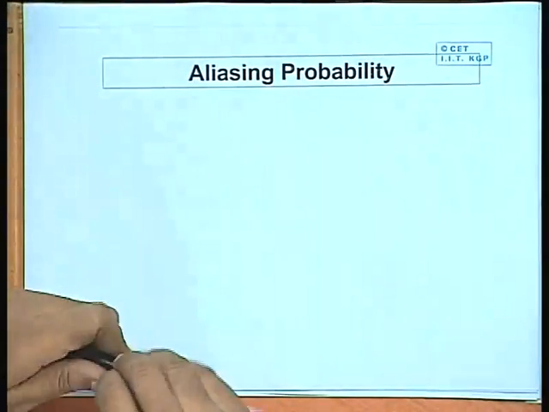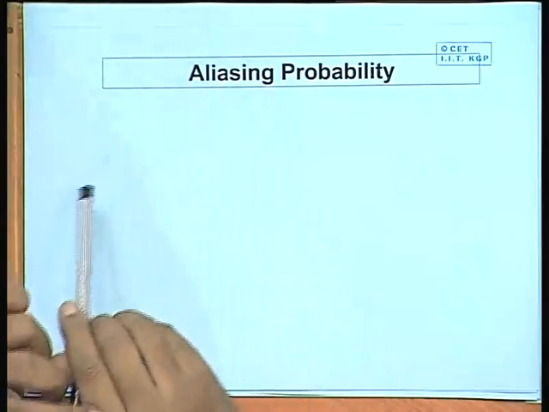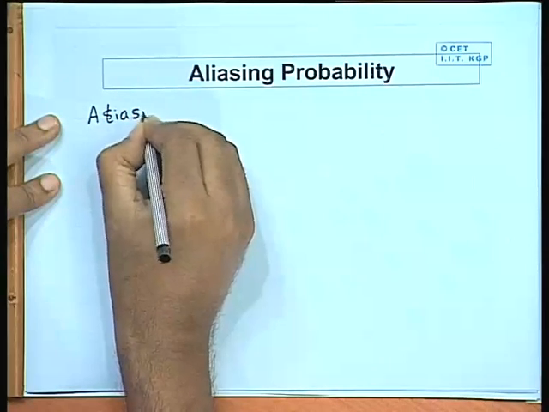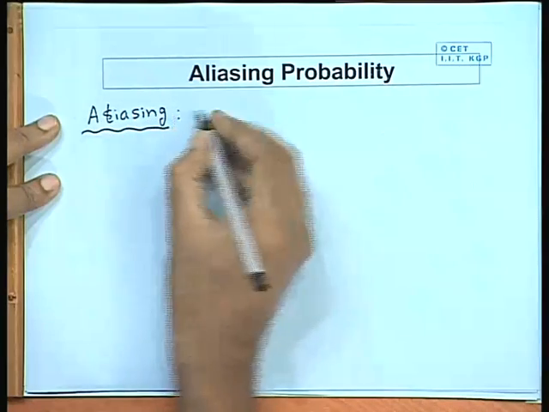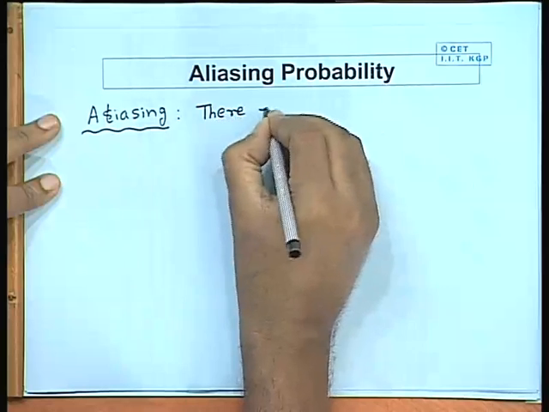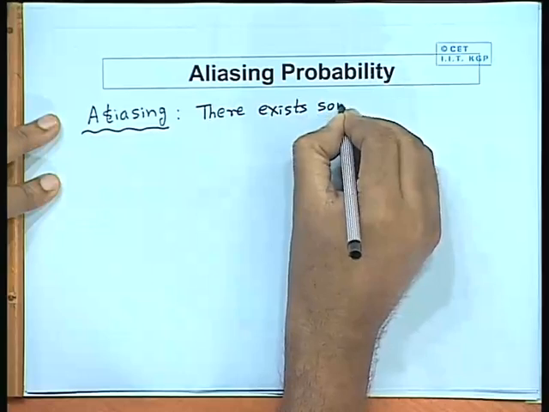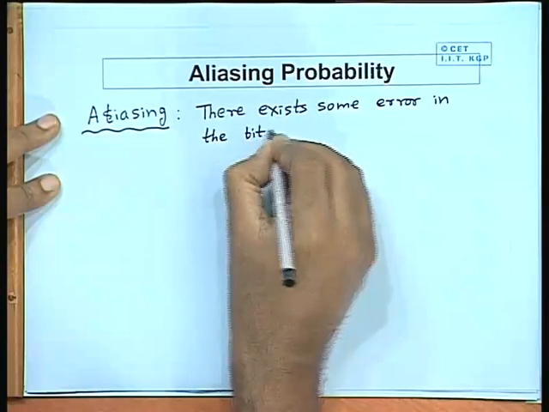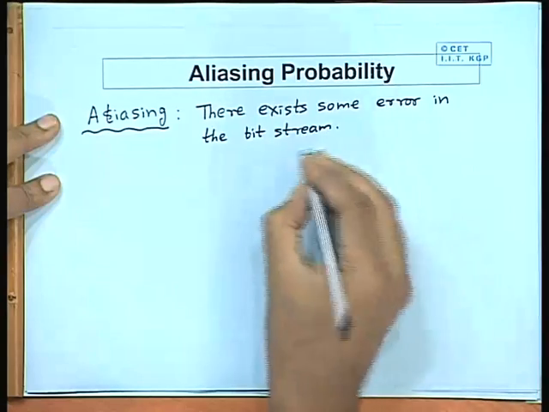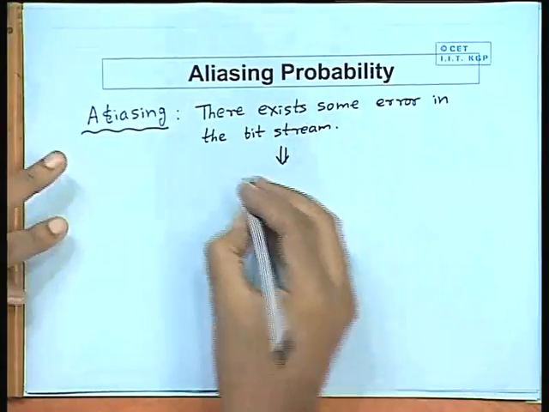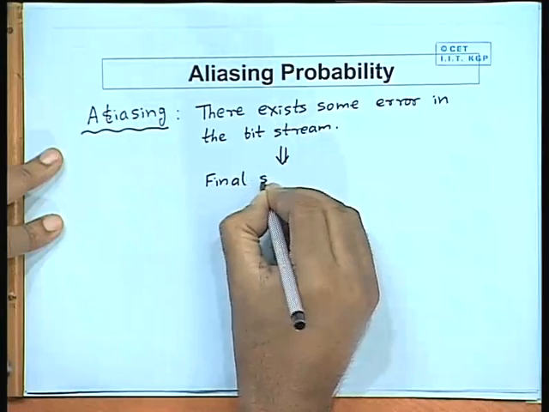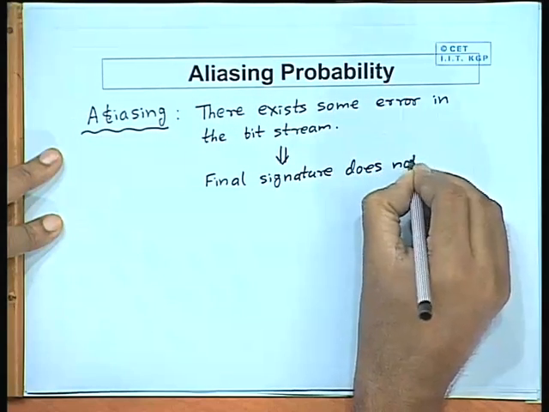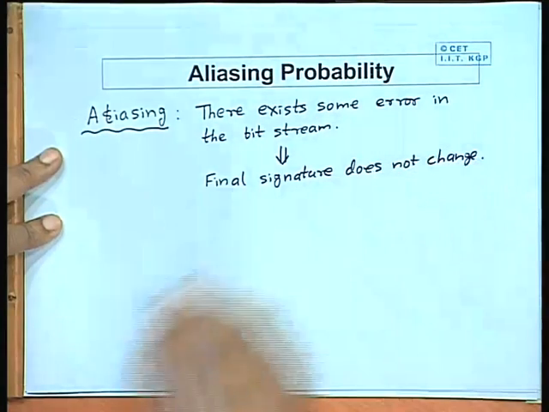So, aliasing probability, as I had said, is the probability that an error has taken place, but we are unable to detect that error. So, aliasing actually means that there exists some error in the bit stream, but even in the presence of this error, the final signature does not change, which means that we are unable to detect this fault.